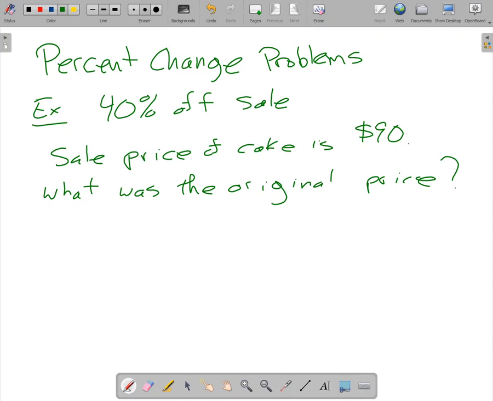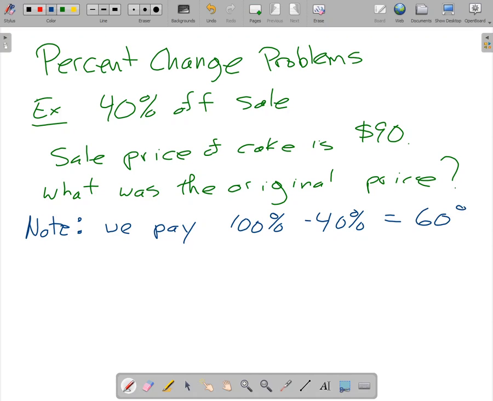40% off, sale price is 90, what was the original price of the cake? One thing I mentioned the other day is that sometimes with percent off or percent increase, it's nice to think about 100%, which would be the original thing. So as far as percentage goes, we pay 100% minus that 40%, which gives me 60%.